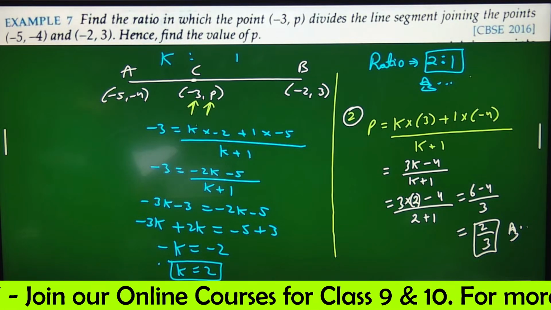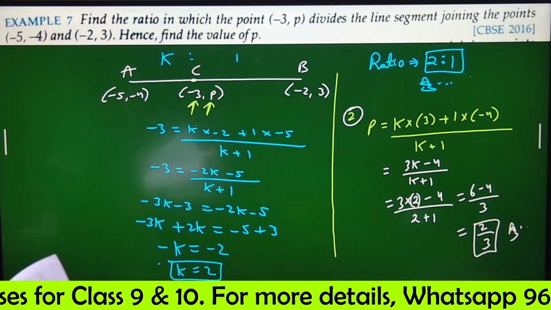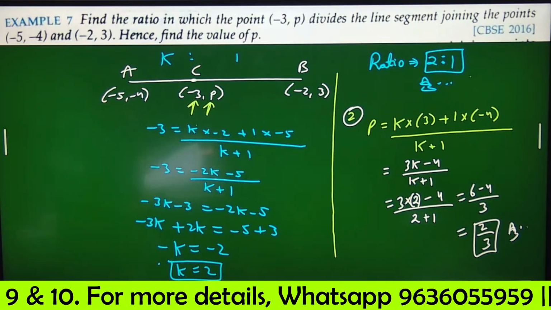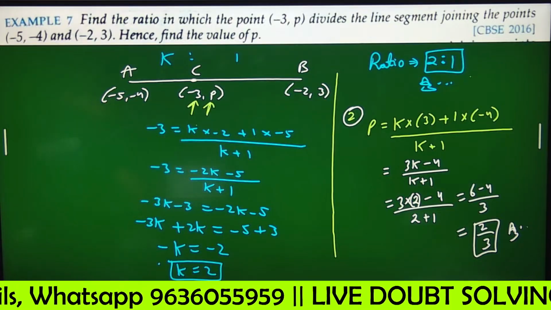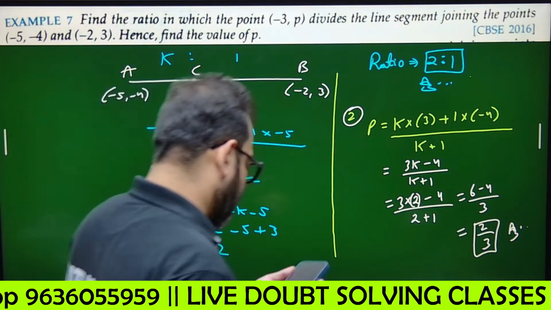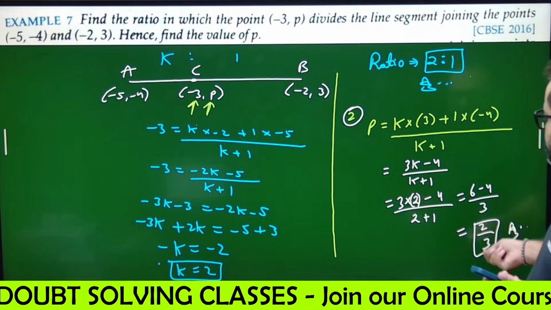So from my side, this chapter is over. Only one question is remaining. Okay, this is done. That's it. K is 2. Very good. K is 2 and this is my 2 by 3.